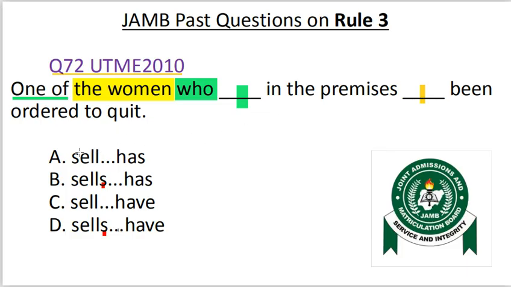One of the women who sell in the premises has been ordered to quit. Option A. What this sentence means is that the women who are selling in the premises are more than one. There are many women selling in the premises, but only one of them has been ordered to quit. That is why we say that the first verb is going to be plural, while the second verb is going to be singular. Let's move to the second question.